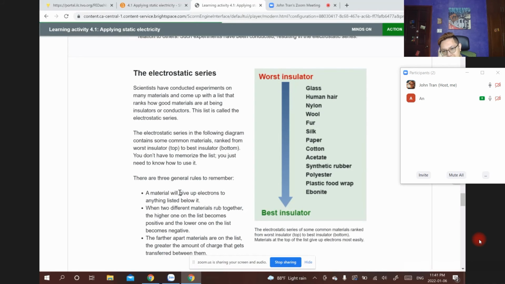But I'm not so sure why glass is listed as a worse insulator of electricity. Weird. Maybe they put it the wrong way. I would put glass around paper, something like that. Silk, paper, glass.